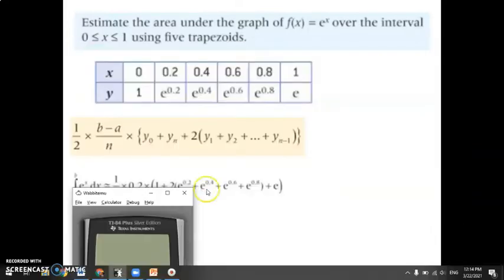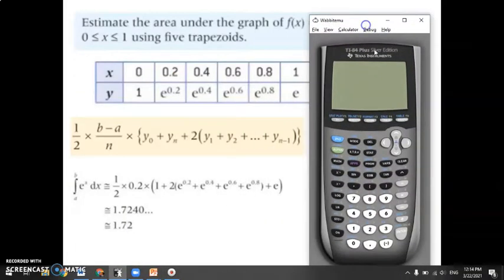Let me show you where it is. The e button is right here. It's above the division symbol. You press second and then that, and you get e.